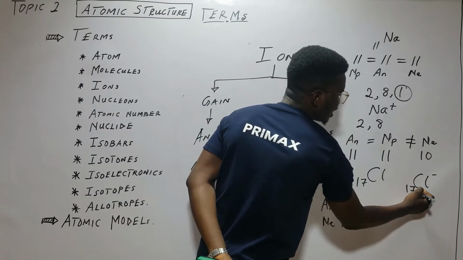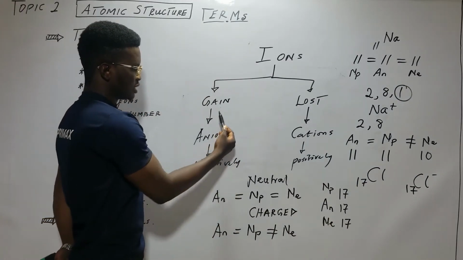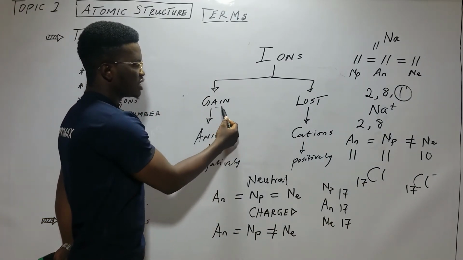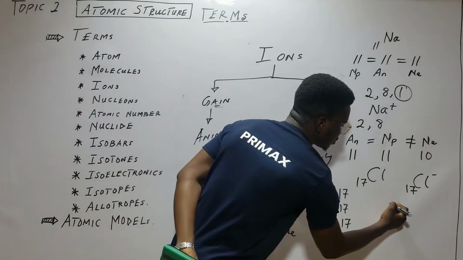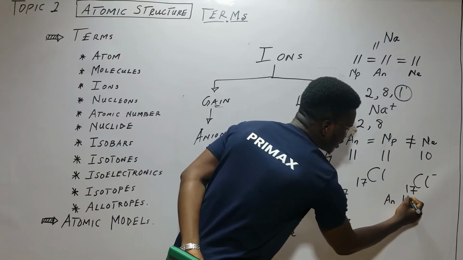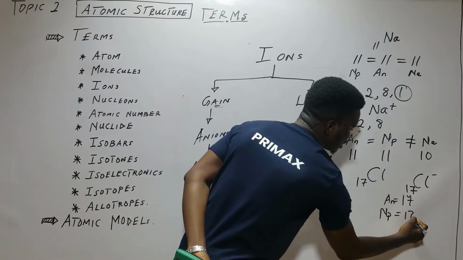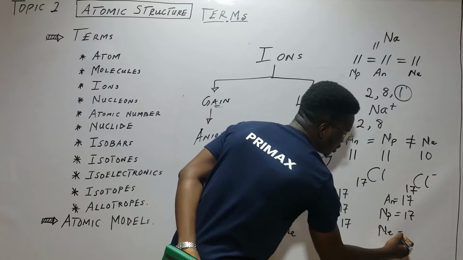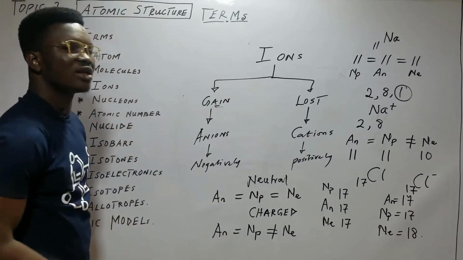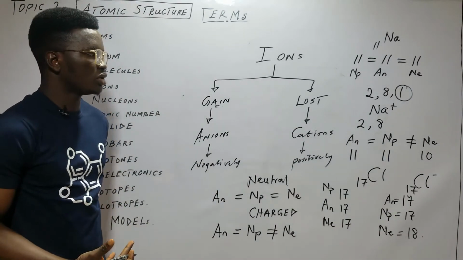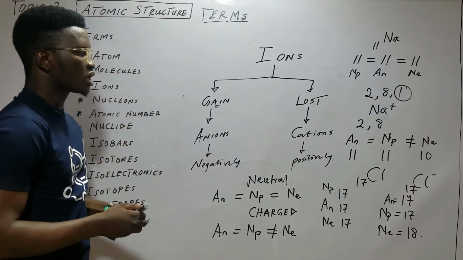Since it's carrying a negative charge, what does that mean? Carrying a negative charge means it has gained one more electron. So that means the atomic number, it is still 17. The number of proton is 17. The number of electron is what now? 18. Can you see that? That is for an atom that has gained electron. The one that has lost electron has 10 electrons. So you can see that.